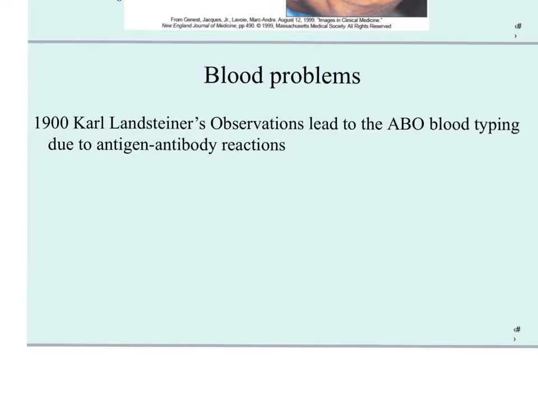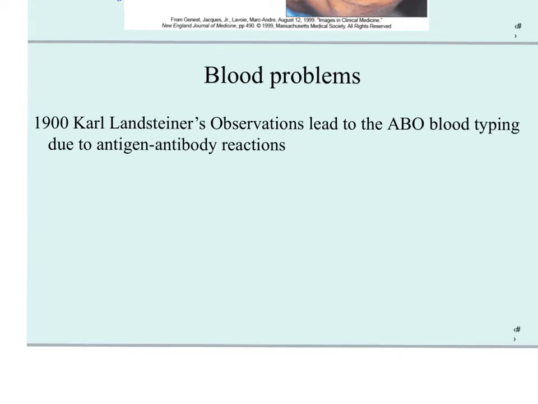However, the prime example that's used with multiple alleles typically is blood type. In the 1900s, Karl Landsteiner observed that there were 4 different types of blood. There was type A blood, type B blood, type AB blood, and type O blood. And that was due to the antigen-antibody reactions.